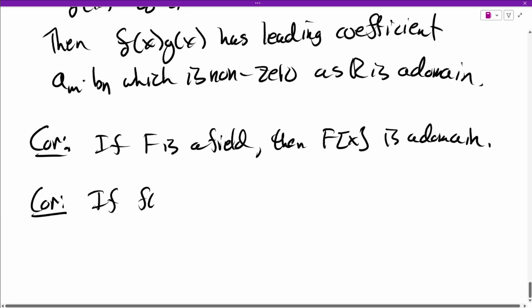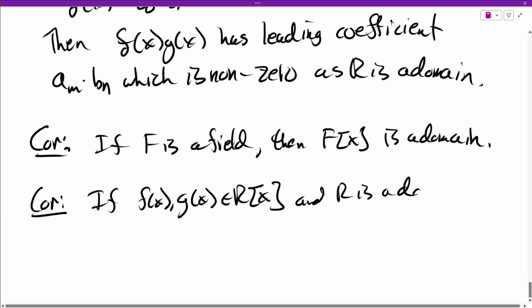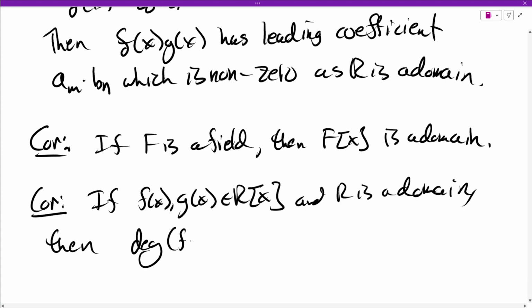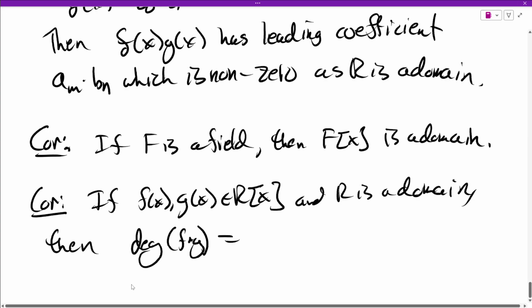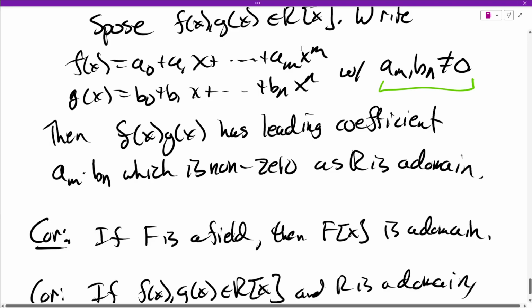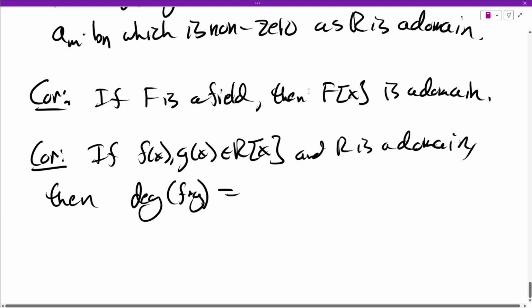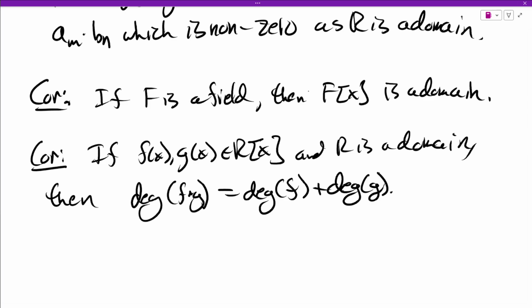Another corollary of the proof of this is that if f and g are polynomials with coefficients in R, and R is a domain, then the degree of f times g is equal to, well, let's go up real quick. So f was degree m, g was degree n, and the product has degree m plus n. So the degree of the product is m plus n. This is called the degree being multiplicative or additive. The words get kind of interchanged sometimes.